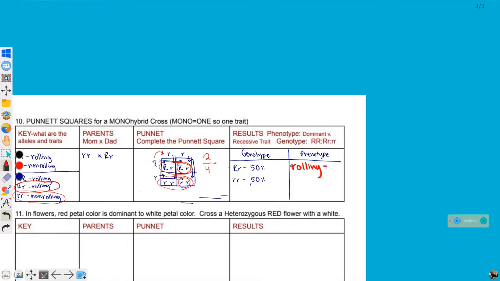And we're going to use the same percent. Rolling is going to be 50%. Okay, next one, we have little r, little r. If we look back at our key, we can see little r, little r is non-rolling. That's our other phenotype. That one will also be 50%. We're taking this number right from our genotype key. And there we go. We've solved our first monohybrid cross together.